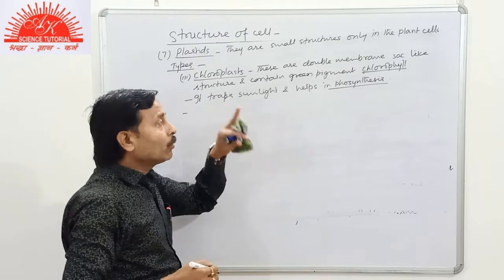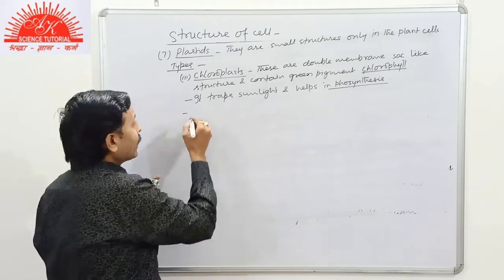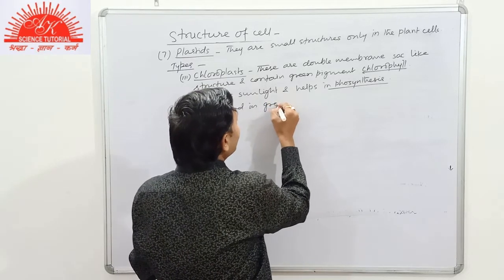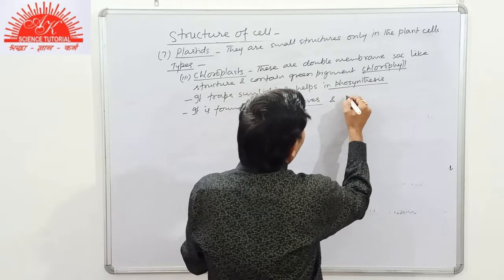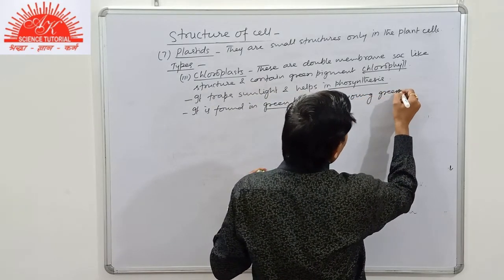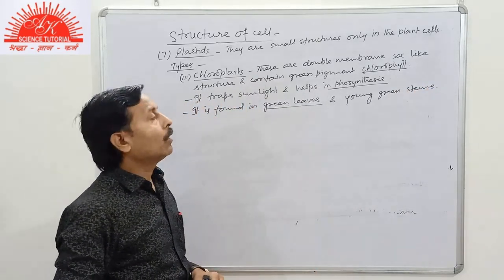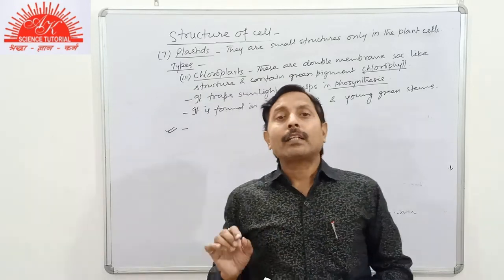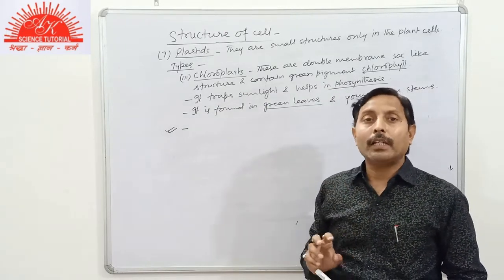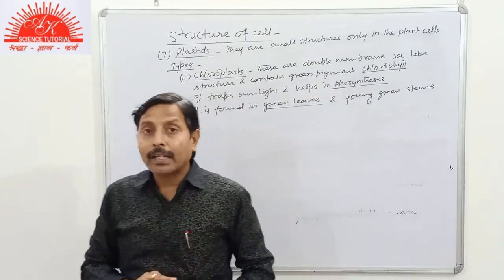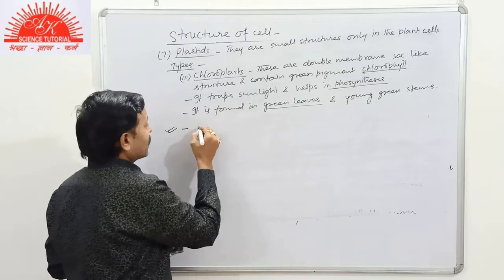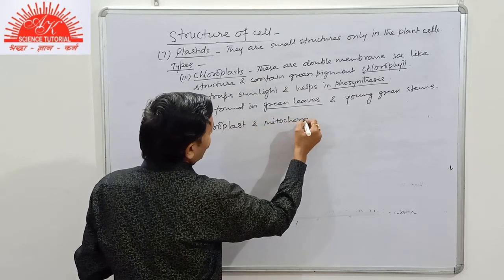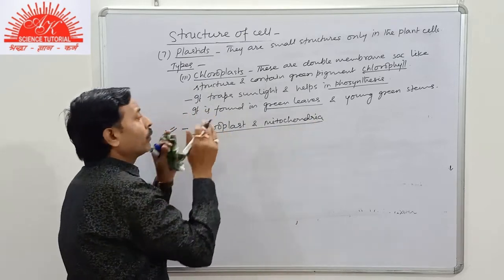So it is found only in those cells, those parts where the photosynthesis has to take place. So it is found in green leaves and young green stems. So this is its location. Now student, one more thing. Normally we say that DNA is located inside the nucleus. But there are few cell organelles like mitochondria and chloroplast. So we write here that chloroplast and mitochondria.